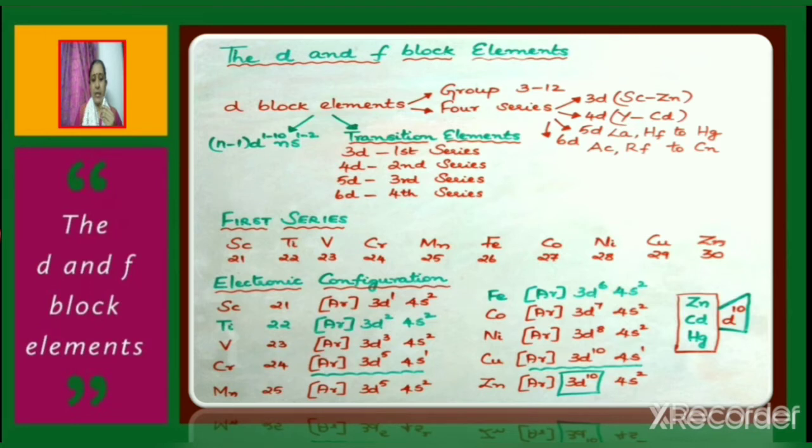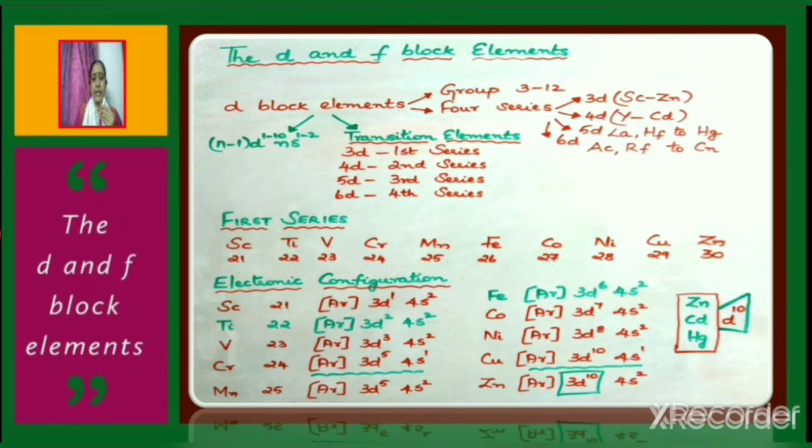Scandium, atomic number 21. So the electronic configuration can be written as argon configuration 4s2 3d1. Titanium, atomic number 22. The electronic configuration is argon configuration 4s2 3d2. Vanadium, atomic number 23. So argon 4s2 3d3. Chromium, atomic number 24. The electronic configuration is written as argon 3d5 4s1 instead of argon 3d4 4s2. 3d5 4s1 configuration will give extra stability because we know that the d5 configuration is half filled and more stable.